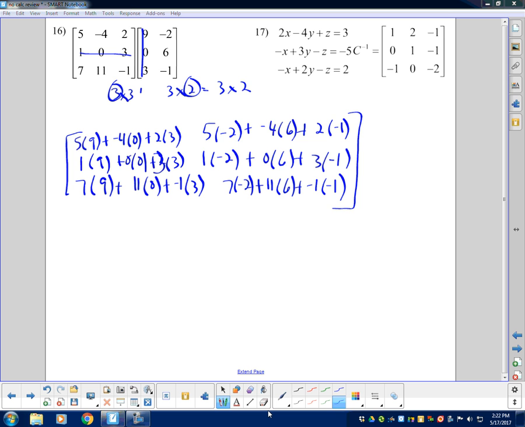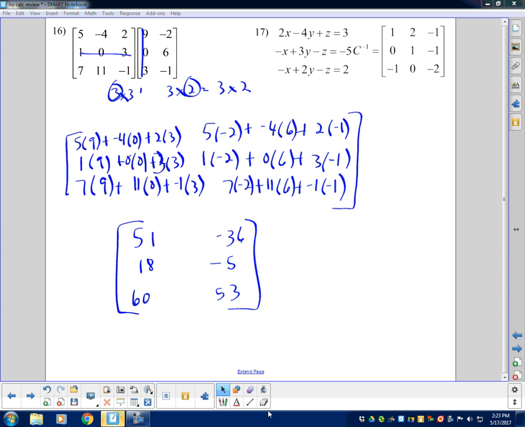And when you multiply those together, the top row ends up being 51 and negative 36. Second row is 18 and negative 5. Third row is 63. That's our 3 by 2 matrix.